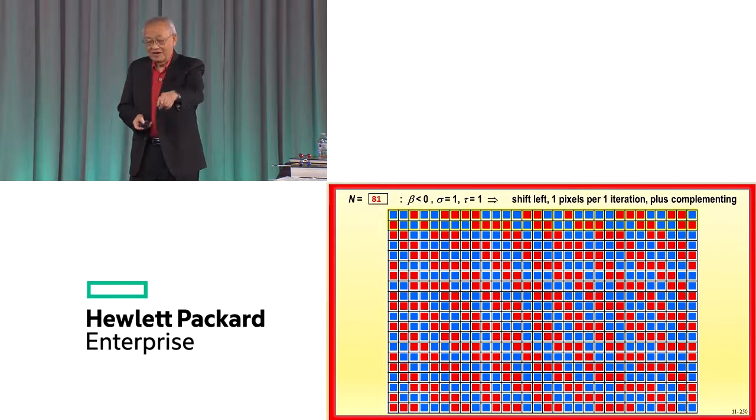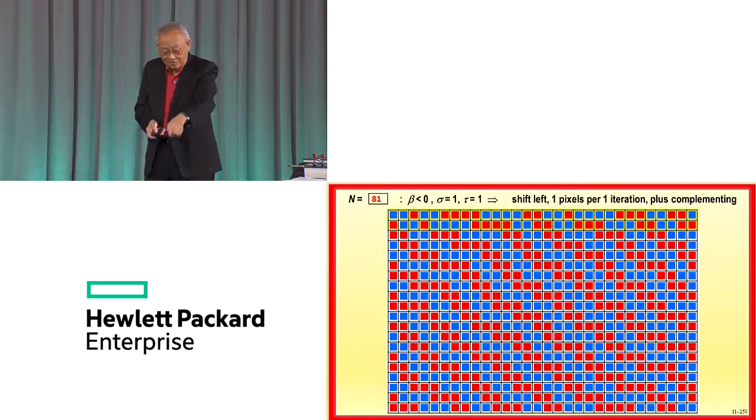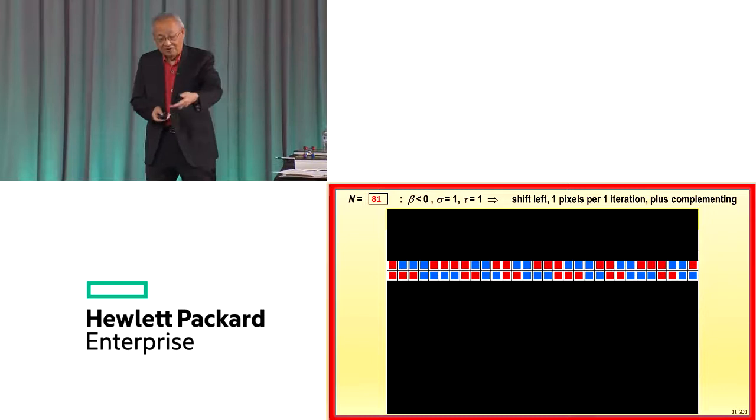How about beta equal to negative? Now, this is the first example. I've got tau equal to one, sigma equal to one, like the 170. So you do the same thing as the first one, but because beta is negative, you change color after each step. Look at this one, okay? You would shift left by one bit, so the four red would be four red to the left, but then you have to change color. That's the only difference. That's all.